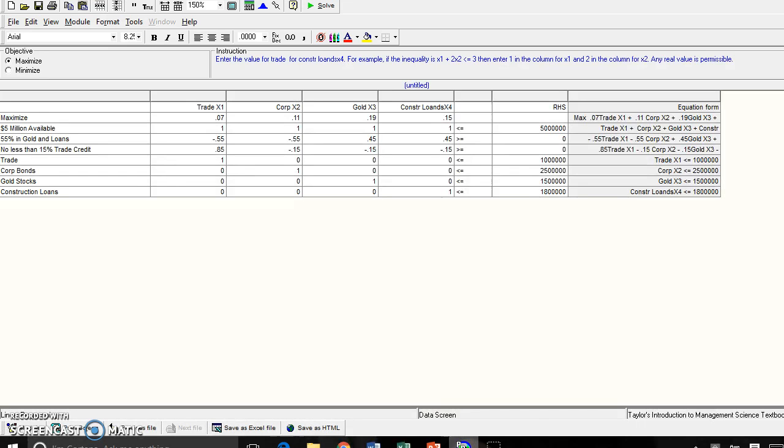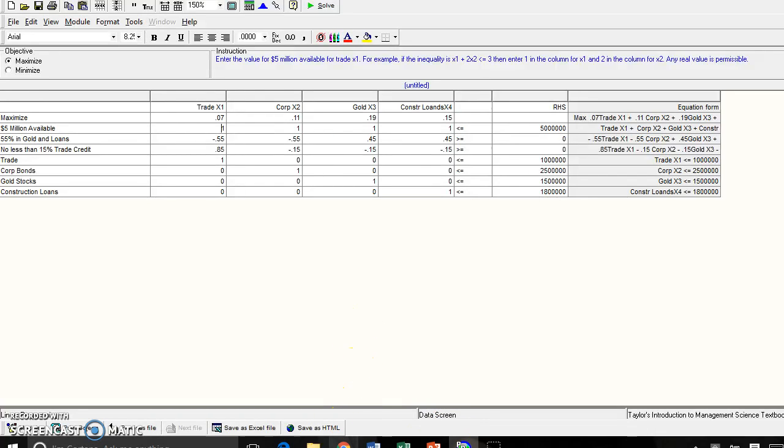Actually, I've already completed the entire LP just so I don't waste a lot of time. But you can see in the objective function, I've included all of those different characteristics: 11% for corporate bonds, 19% gold stocks, construction loan 15%. The next one is they want to make the $5 million available. So we've got 1, 1, 1, 1 has got to be less than $5 million. We're maximizing interest. We want to use all of our $5 million to do that.